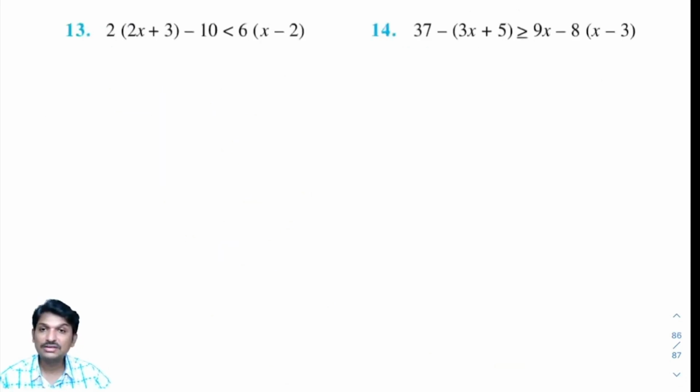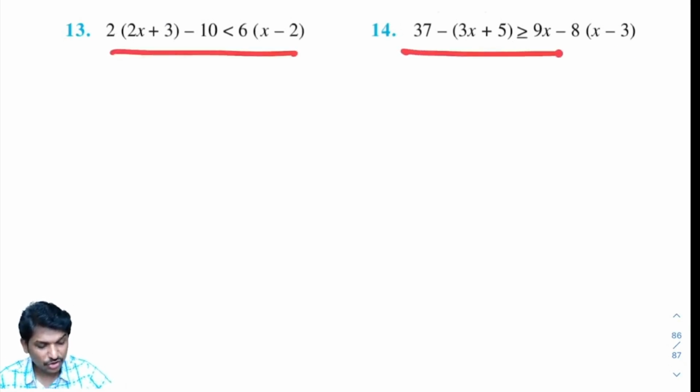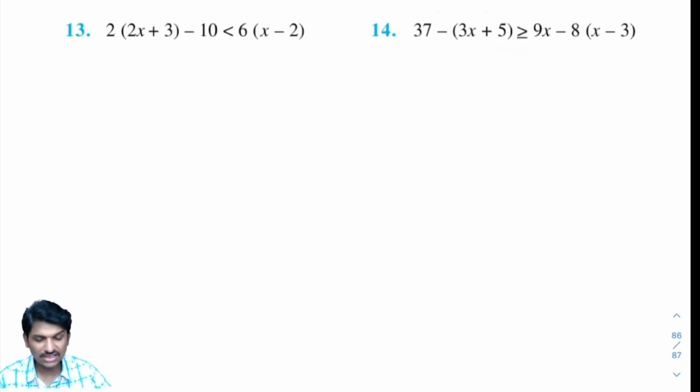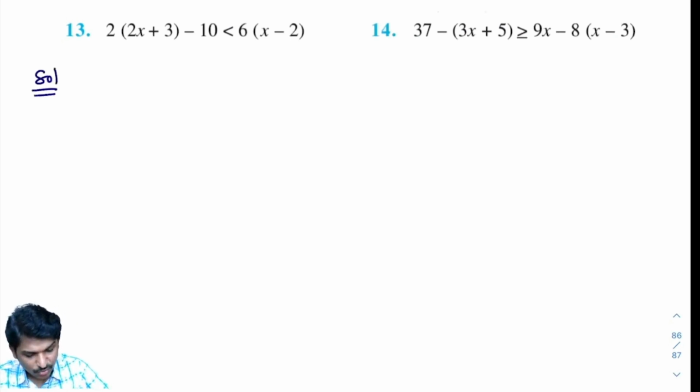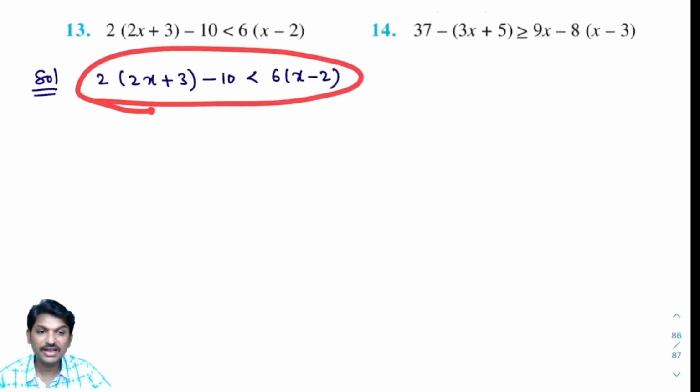Right. Now this 13th problem, 14th problem, both are similar type. You can observe 13th, 14th, both are similar type. Any 13th problem I'll do. I want you to do the 14th problem. Okay. 13th problem, what they given? 2 into 2x plus 3 minus 10 is less than 6 times of x minus 2. What we want? We want to find x values which satisfies the inequality. What real values of x satisfies this inequality?